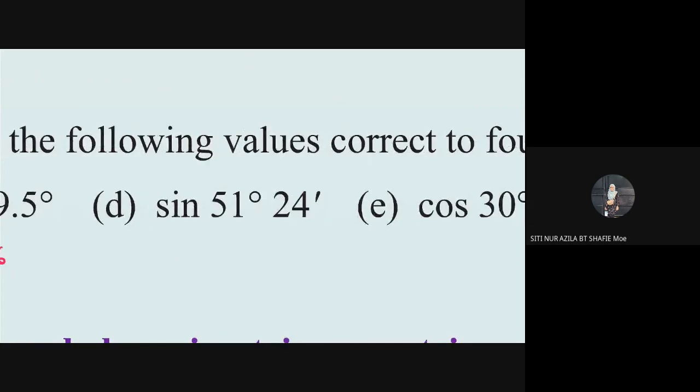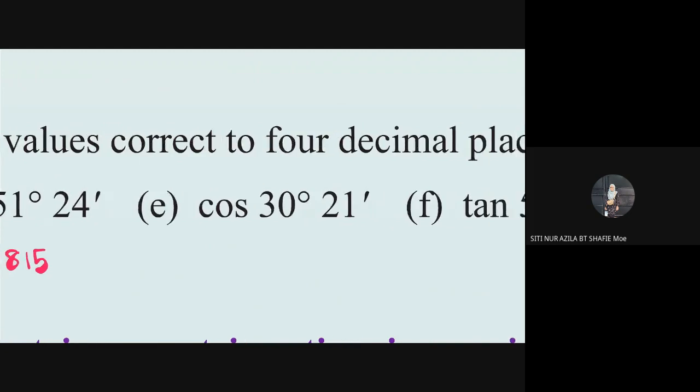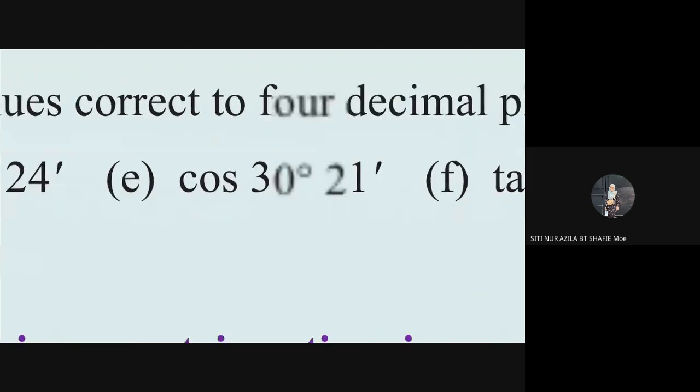And then D. 0.7815. Okay, correct. 0.866 for E. Wait, let's wait for your friend first. Don't be rushed. Yeah, no rushing. We have 10 minutes more.